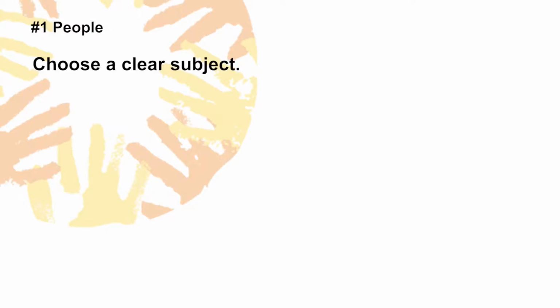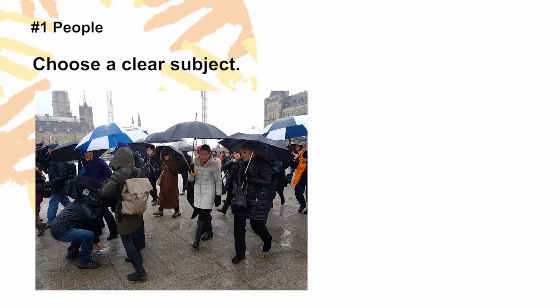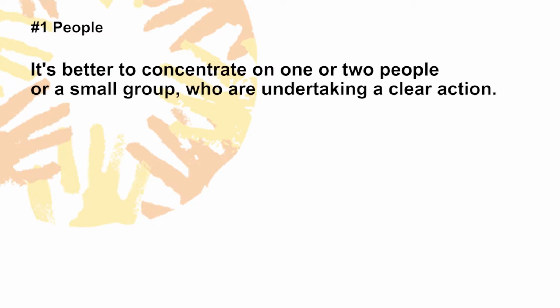Firstly, choose a clear subject. This photo, for instance, has too much happening without a clear focus, which means the viewer needs a long time to understand what is going on. It's better to concentrate on one or two people or a small group who are undertaking a clear action.